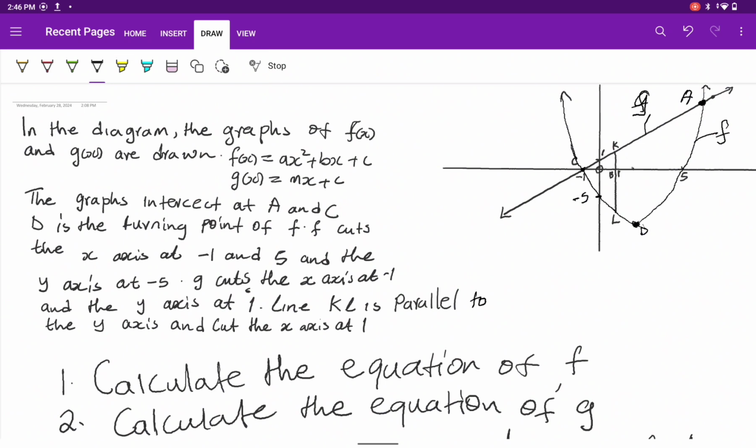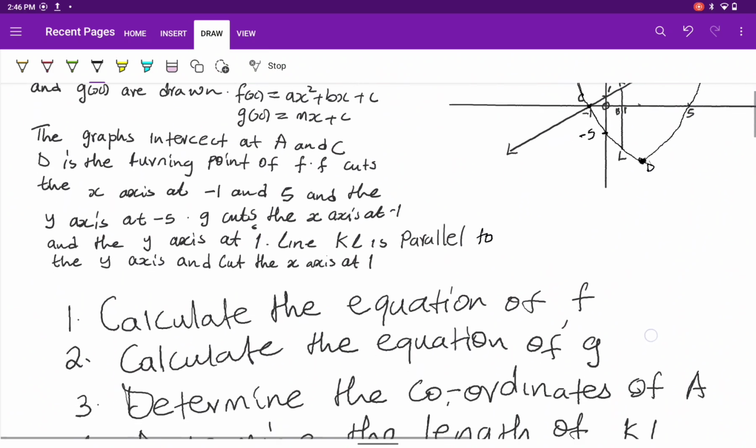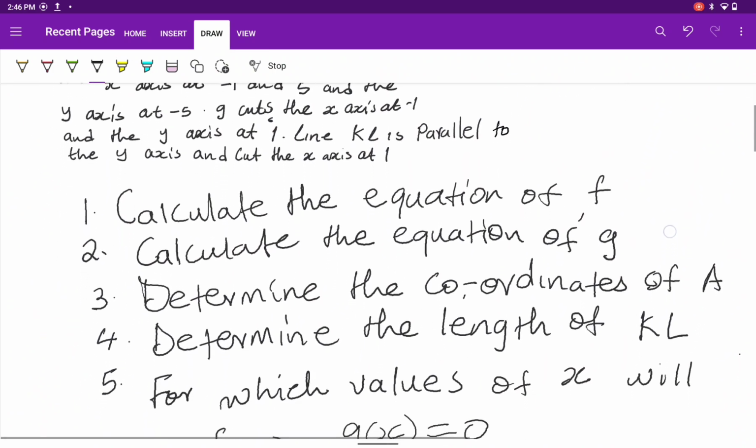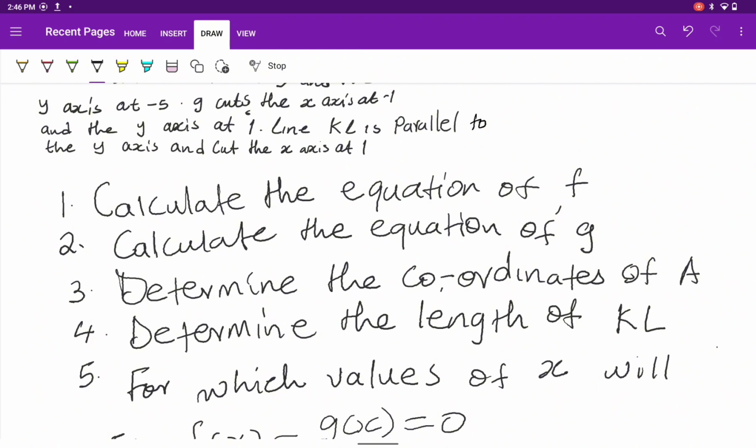Now let's look at the questions. We are going to look at 7 questions on these functions. Number 1, calculate the equation of f. Number 2, calculate the equation of g. Number 3, determine the coordinates of A. Number 4, determine the length of KL.